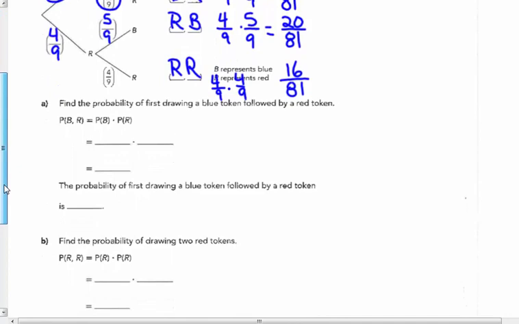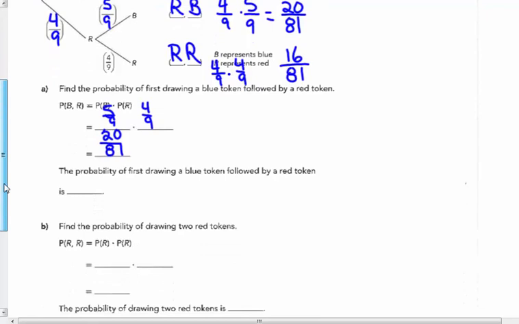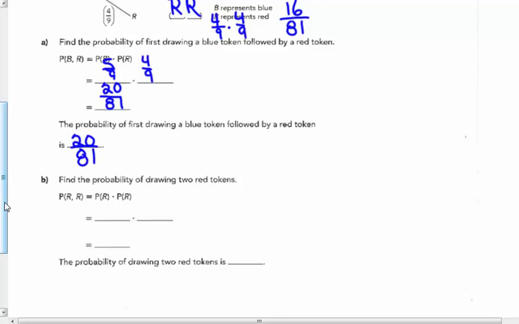So find the probability of first drawing a blue token followed by a red. So we did this right here. Blue and red came out to be 20/81. And yes, I could write the 2 fractions in here, but I did it in the tree diagram. So 5/9 times 4/9. The probability of a blue and then a red is 20 out of 81. Find the probability of red, red. Well, I did that one, and it was 16 out of 81. So we found our total probabilities there.